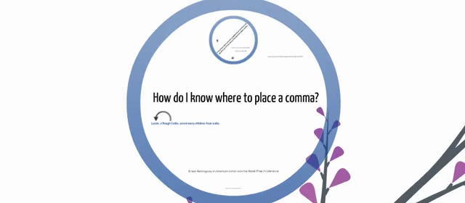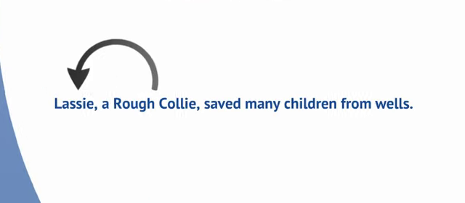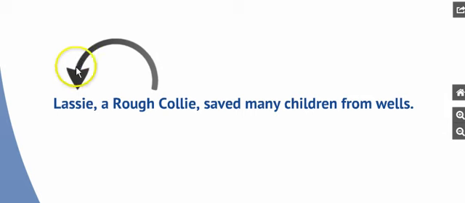So how do you know where to place a comma? Look at this example sentence. Lassie, a rough collie, saved many children from wells. The root sentence is Lassie saved many children from wells. But because Lassie is an older TV show, some people might not know who that is. So I added an appositive, a rough collie, to explain that Lassie is a dog, a former hero who saved many children from wells. You can see this arrow. It goes from rough collie to Lassie because rough collie is just giving extra information about Lassie. An appositive is usually going to come right before or right after the main noun that it modifies.